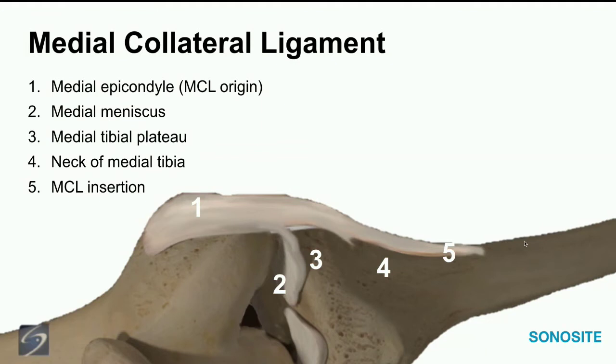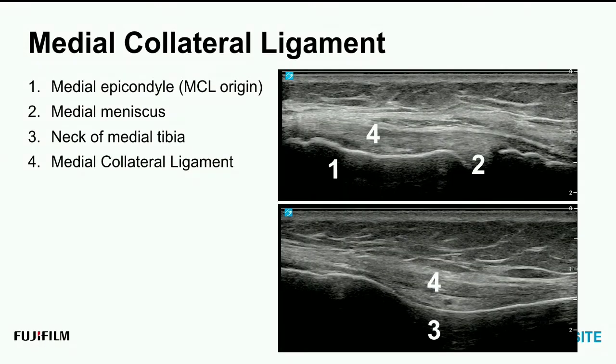Very easily appreciated on ultrasound. The deep component of the MCL is less appreciated unless there's some pathology there. Little disclaimer. All right, so medial epicondyle: a high, easy to see bony landmark with cortical shadowing here. We see the medial joint line, and then here's the medial tibia. So we're on a coronal scan plane.